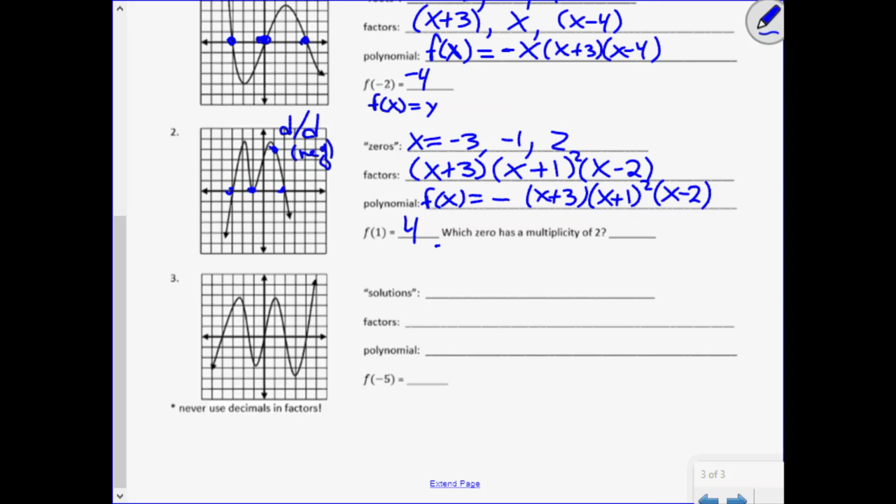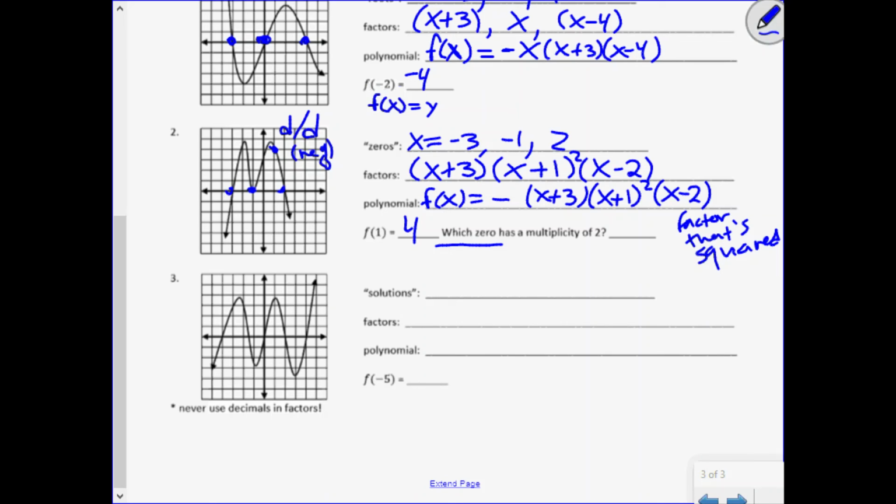You guys might also put a question like this. I want to make sure you're able to recognize this question and know what to do. If I ask you which 0 has a multiplicity of 2, remember multiplicity is just a fancy word for exponent of its factor. So if I ask you which 0 has a multiplicity of 2, I'm asking which 0 has a factor that squares. That's what it's asking.